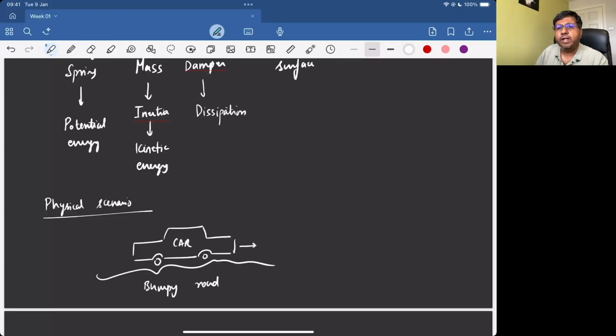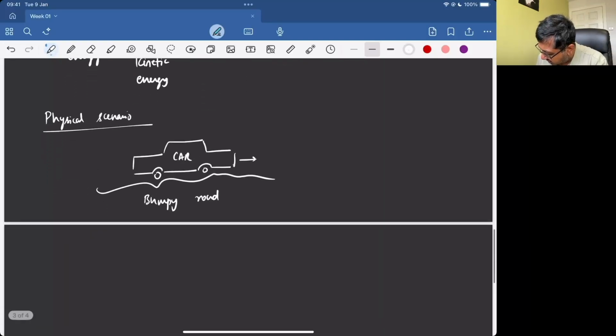Which means this car is going to go up and down, right? And it's going to also go sideways, front and back maybe as well a bit. But for all purposes, let's assume that the car only goes up and down, but not sideways or front and back and so on. In which case, what we have here is our physical system. And we need to convert this into some kind of a simple mathematical model.